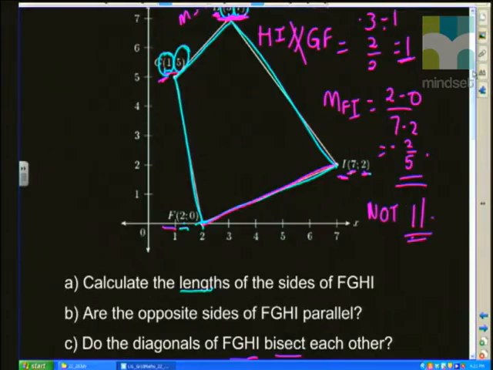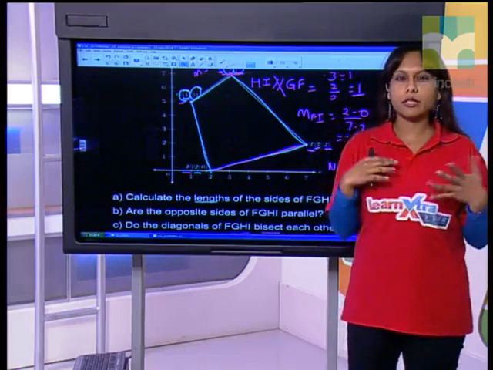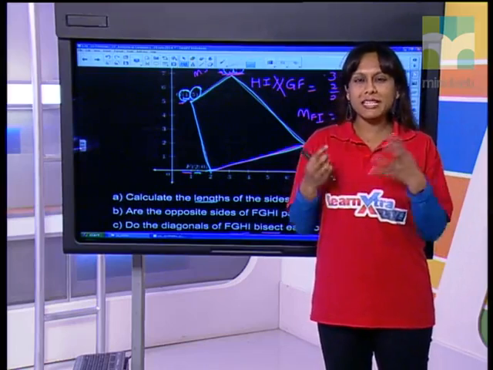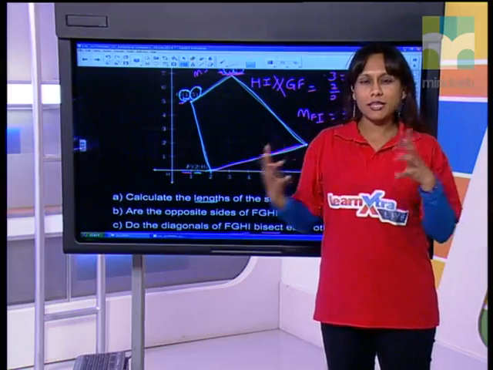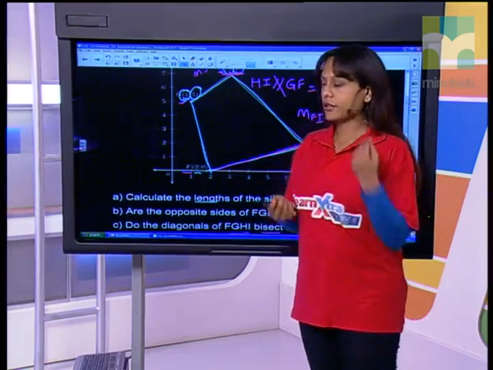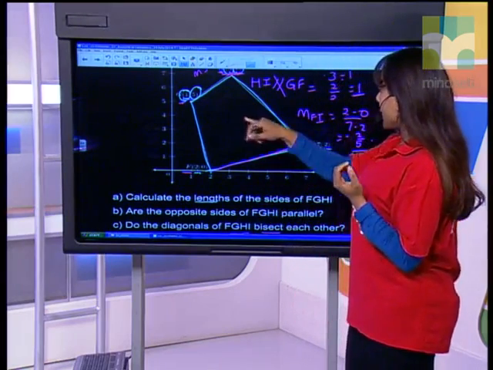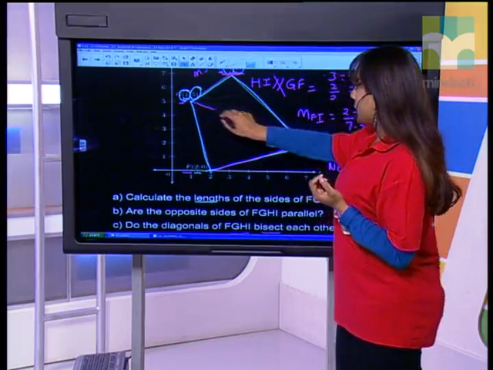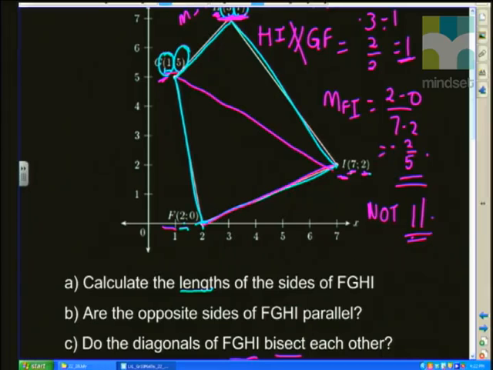Okay, part C, do the diagonals of FGHI bisect each other? Now, in order to understand what formula to use, you need to understand what are they talking about. When they say bisect each other, bisect means cuts in two equal pieces. So if they were to bisect each other, that means that the midpoint of diagonal GI will be exactly the same as the midpoint of diagonal HF. So if they were bisecting each other, those diagonals will have the same midpoint. So let's check and see if that is in fact the case.